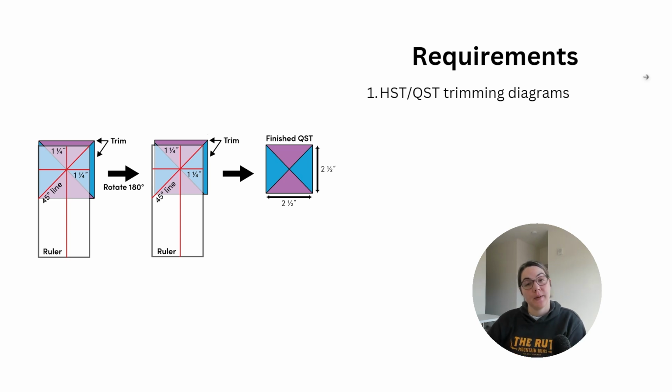Today we are talking about the critical things that you really need to have in your pattern if you are marketing it as a beginner pattern. This is one of those things that I think a lot of people overlook because as quilters who are writing patterns, we tend to be a little bit more advanced and it's been a while since we've been a beginner. We forget what that was like.